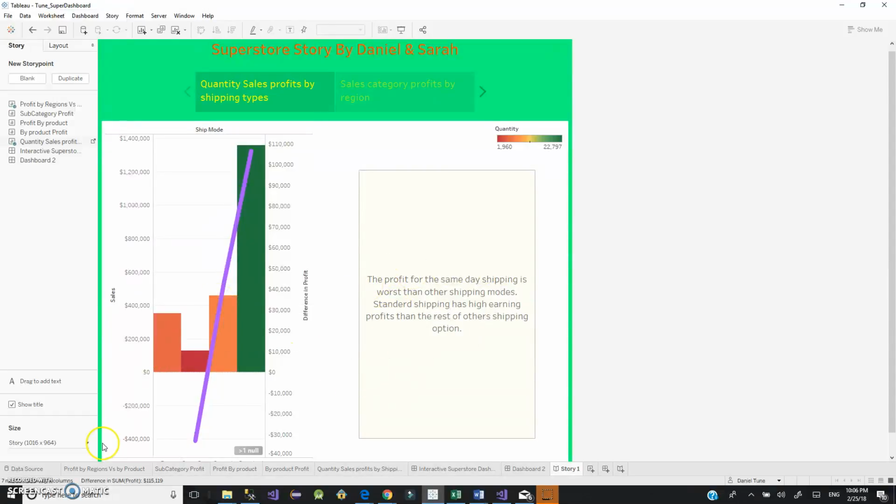Here is what I did. I dragged this text button from here, put it up here, and edited it. I put everything here. This line is telling the profit. This one is for the type of shipping: this one is standard, this one is second class, this one is same day shipping, and this one is first class. I already explained this one.